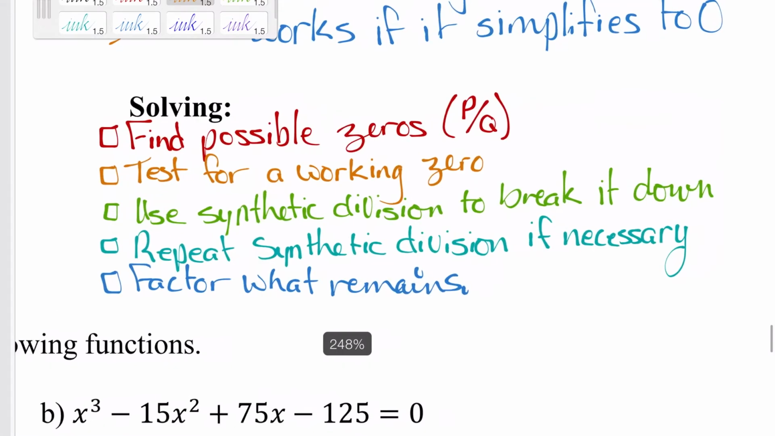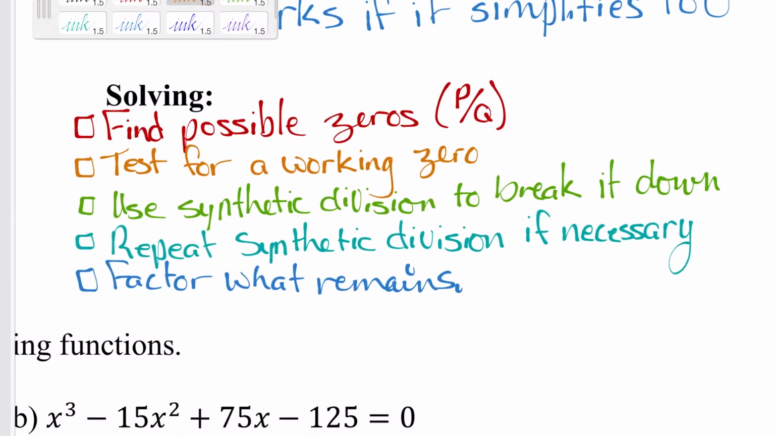And then when we're just straight up solving these polynomials, if they don't give us anything to begin with, they just give us something that's impossible to factor and they tell us to solve, one of the first things we'll need to do is find all the possible rational zeros, using that p over q. We're then going to test and see which of those actually work. We'll use synthetic division to break down our polynomial with the zeros that work, and we'll keep repeating that until we get something in the end that we could actually factor, or maybe use the quadratic formula in order to finish off.